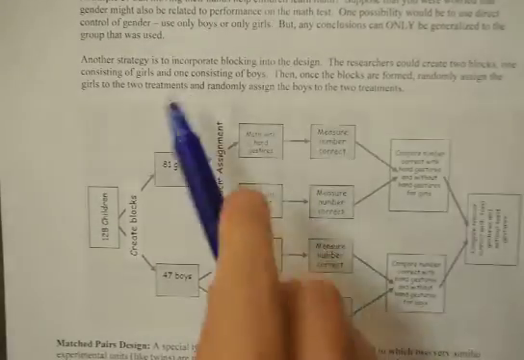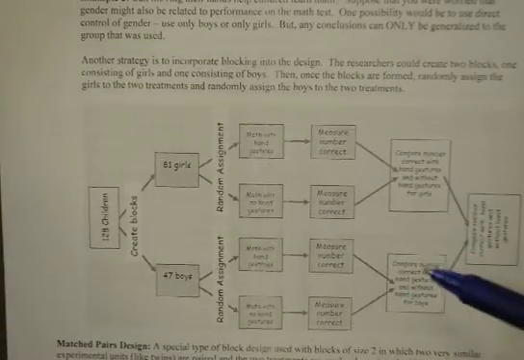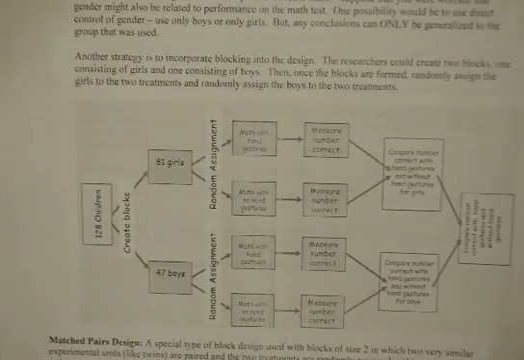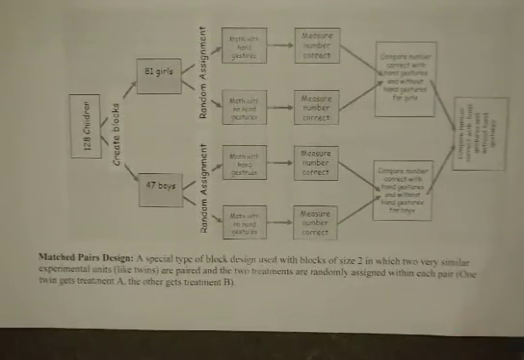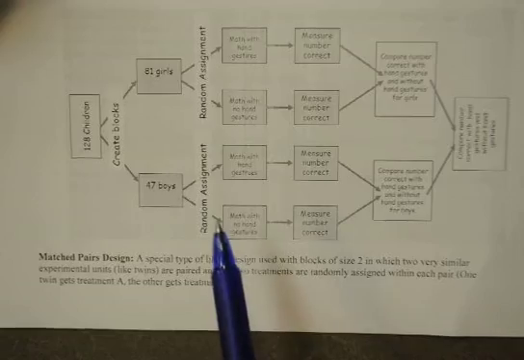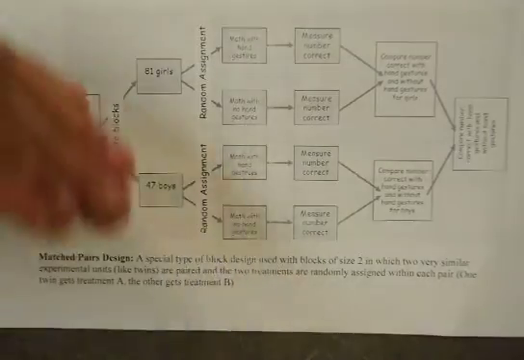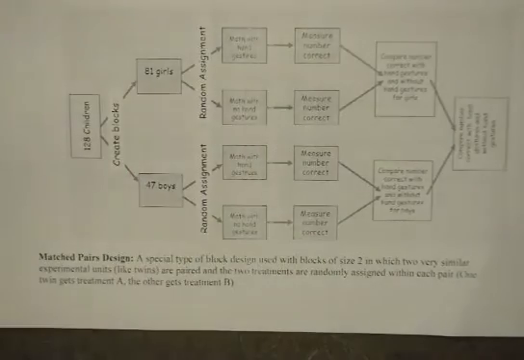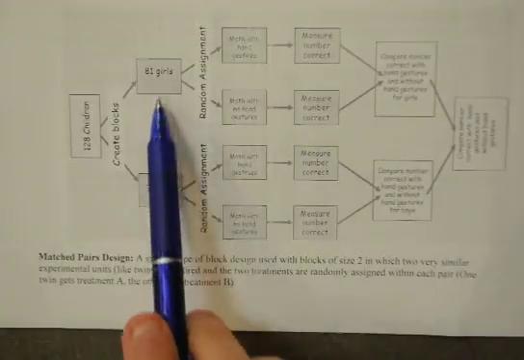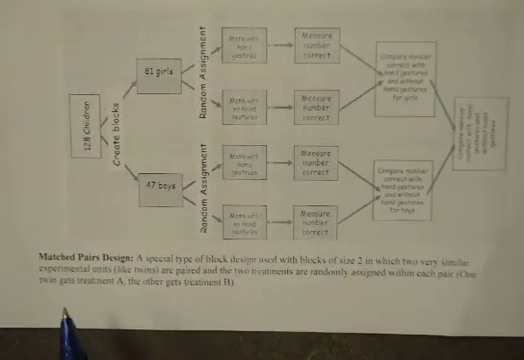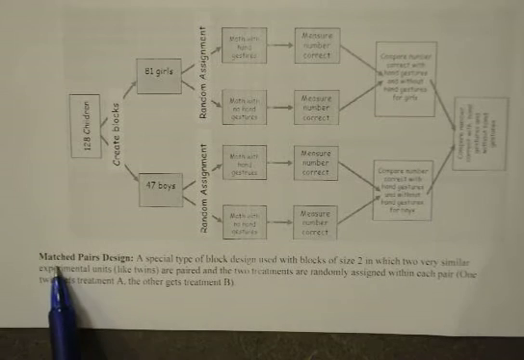So here we are, example 3. Pause the video, look through example 3. And now we're back. There is a special type of block design. And again, block design is when you split right away based off of a variable, like in this case gender. There's a special type of block design.